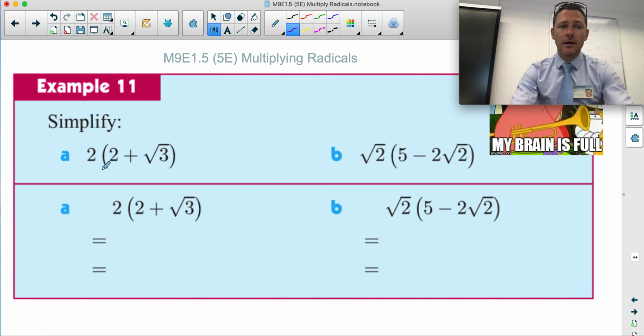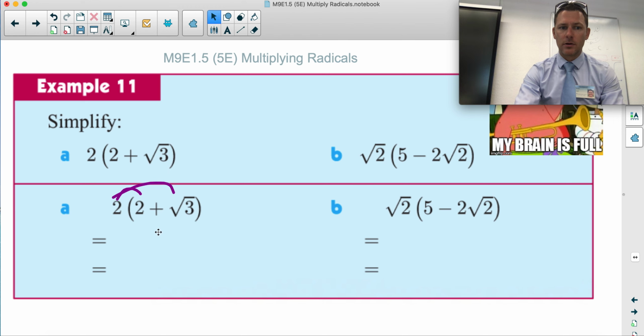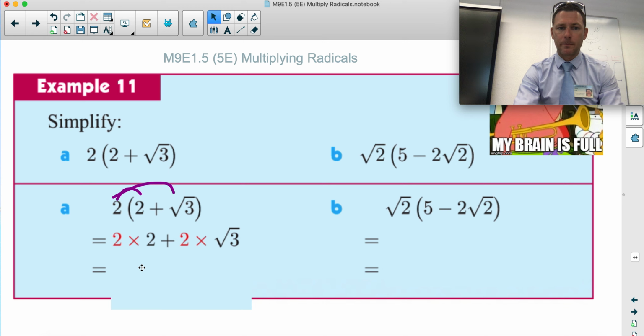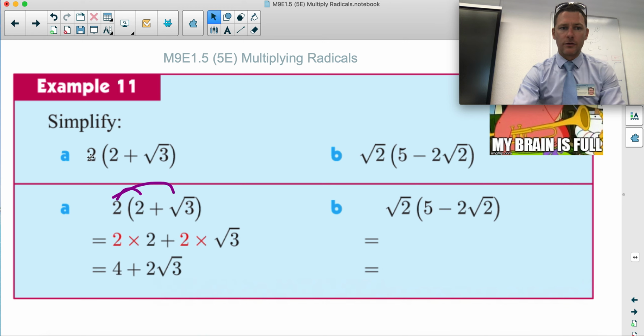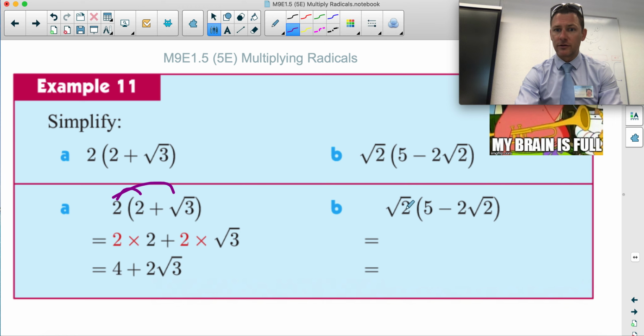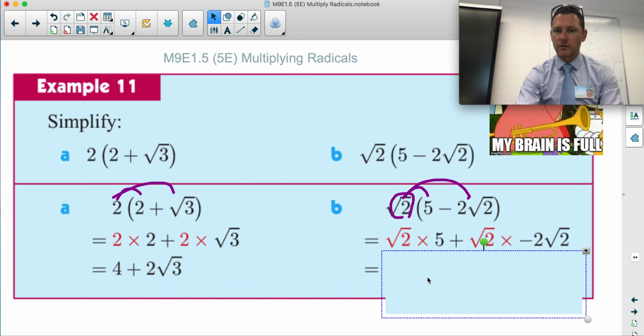Okay, so try some of these. The only difference is that I have 2 sets of these. So you need to distribute this in. Kaboom, kaboom. You end up with something that looks like this. So you get 2 sets of 2, 4, and you get 2 sets of root 3, 2 root 3. Play the same game here, but distribute the root in. And when you do that, you get 2 times root 5 when this distributes in. And this becomes root 2 times 2 times root 2, and the root 2's get together.